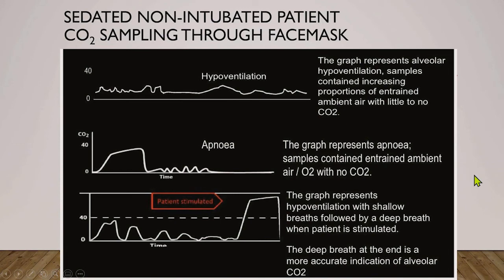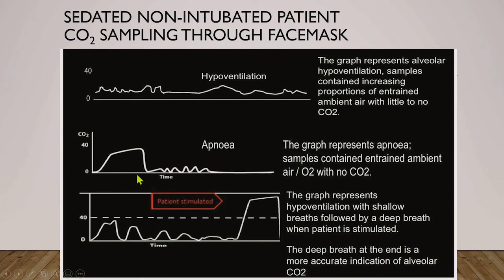These are a few waveforms that are different from the normal waveform that you may encounter in some sedated and non-intubated patients, sampling the carbon dioxide through the face mask. You may see from the first graph that there is an increasing proportion of entrained air with little or no carbon dioxide. This line here is getting lower, so it represents that the patient is hypoventilating.